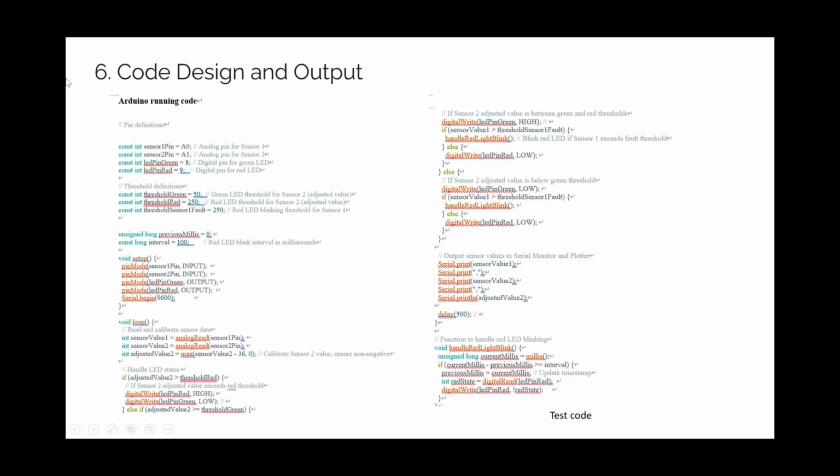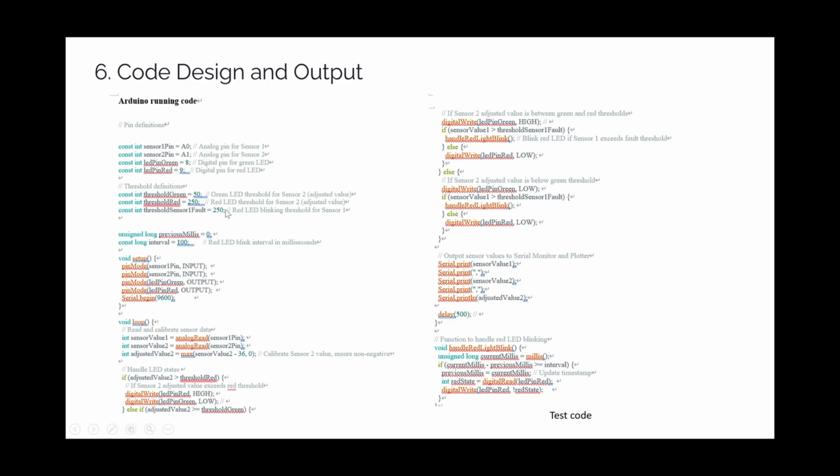We designed the following operational logic. The baseline output of Sensor 2 is calibrated to 0 via code. When Sensor 2's calibrated output exceeds 50, the green LED lights up, indicating the sensor is actively detecting. If Sensor 2's calibrated output exceeds 250, the red LED lights up, signaling an alcohol concentration beyond the normal threshold.